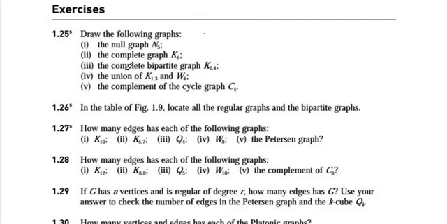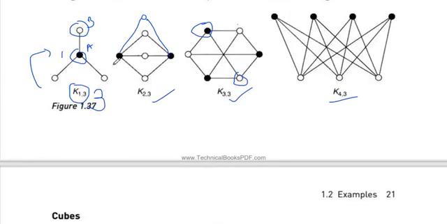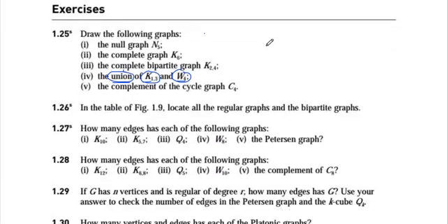Then the union of K_1,3 and W4. First of all you have to draw K_1,3 and then W4, and then make the union. We have discussed this in the third or fourth lecture. Union means the addition of two graphs. So first, what is K_1,3? You can draw it like this: one black vertex and 3 white vertices.